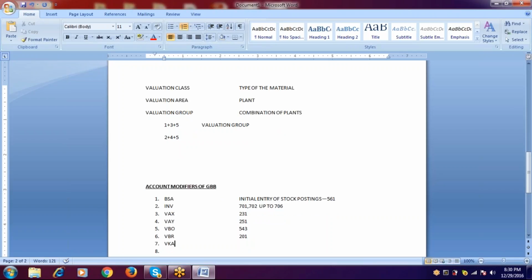Now VKA. After VBR, we can have VKA. It is for 101. Do you have any idea about 101? What is the 101 movement type? It is for goods receipt, receipt of goods. When we receive the goods from the vendor, we use movement type 101.